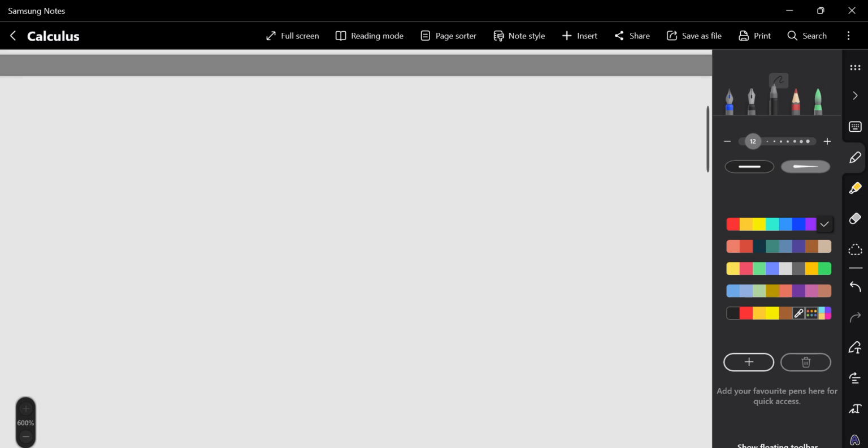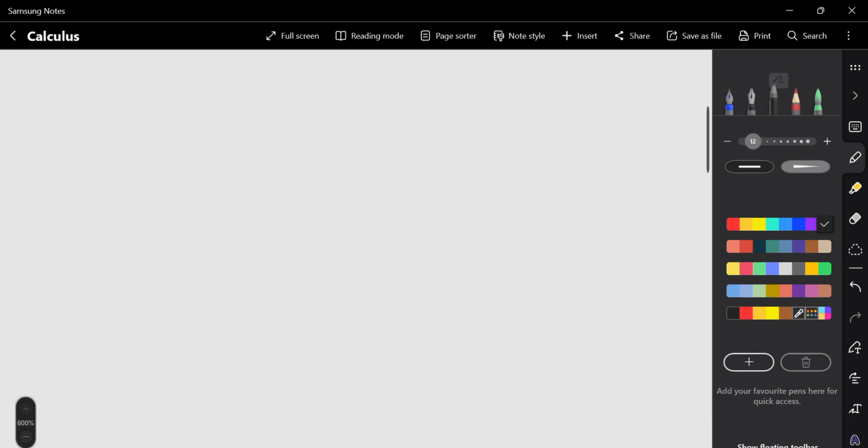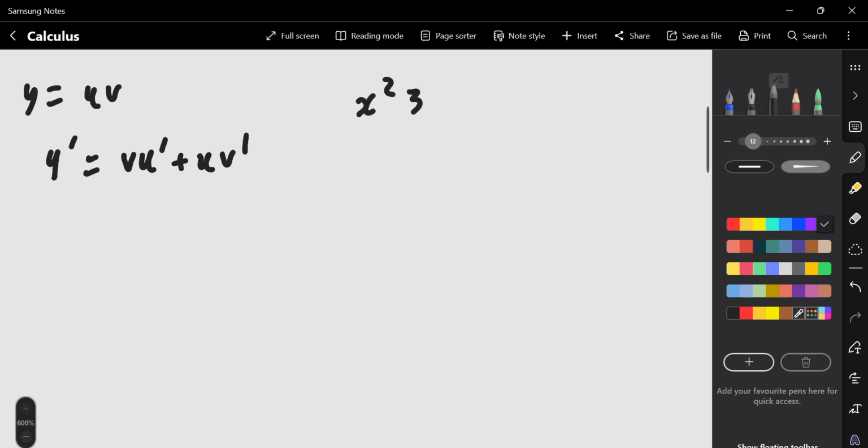So, there is a formula, a nice, beautiful little formula. We're going to do it in u and v notation. Again, I don't do f's, I don't do g's. And it's going to be y equals uv, y prime equals v u prime plus u v prime. Nice and simply, what does this mean? Best way to do it is with an example. Let's go for 3x squared.